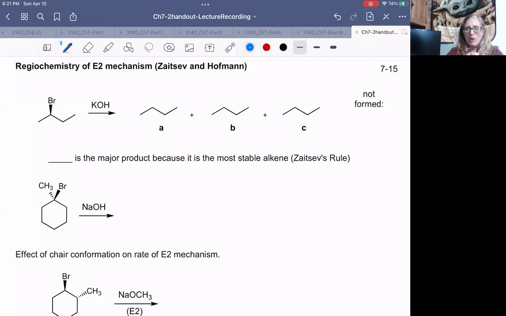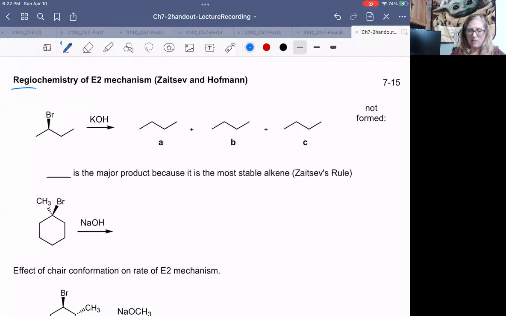Okay, welcome back. We're going to wrap up the E2 elimination topic by talking about the regiochemistry of the reaction. And that is the question we have when there's more than one beta hydrogen to take. So regiochemistry means what region of the molecule is reacting. If there's more than one site, then that discussion is described as regiochemistry. So let's take a look at our options here.